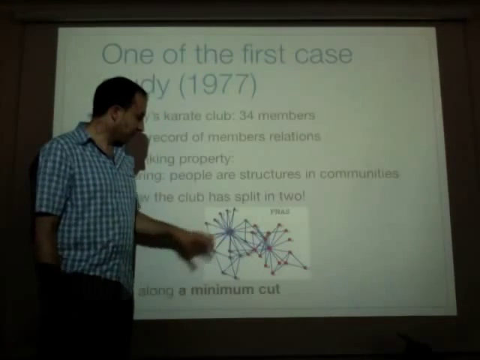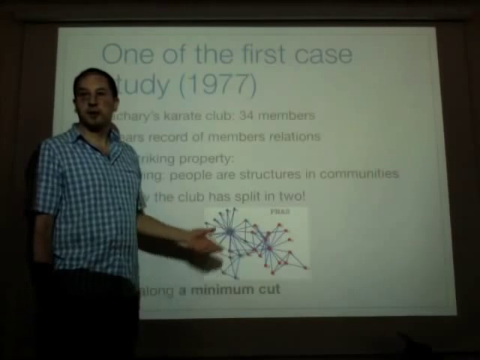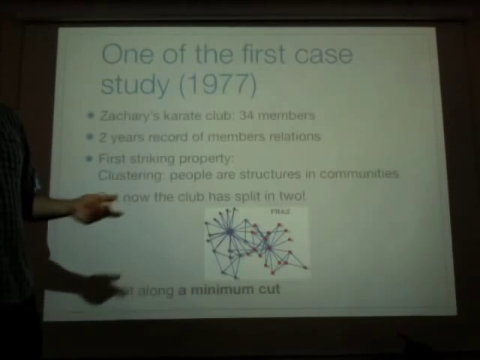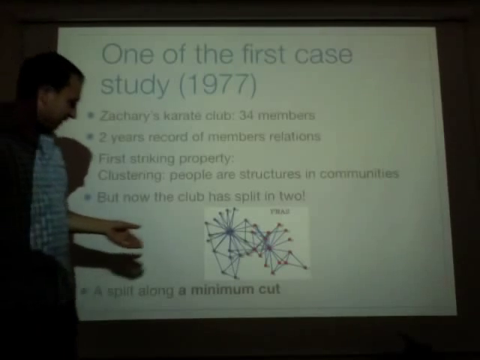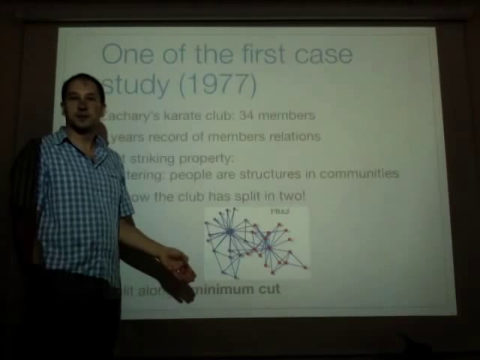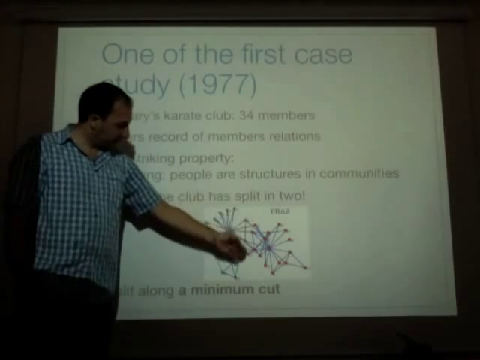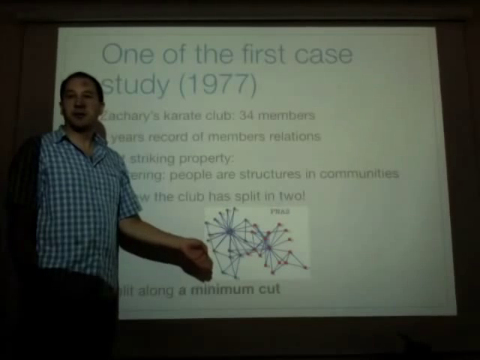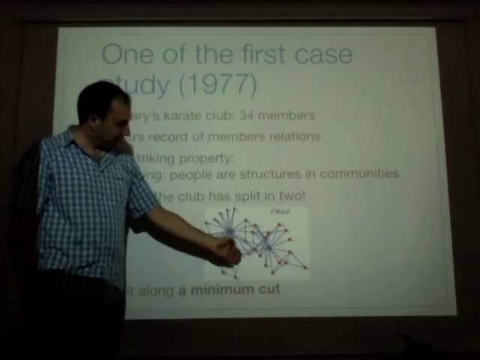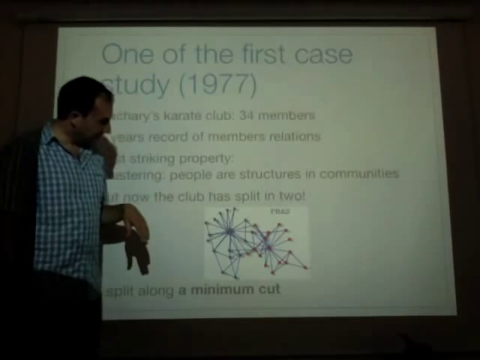So of course, you have the colors that help. Okay, so maybe it's just because of the colors that it appears clustered. But the interesting fact is that at some point the club split in two parts, in two clubs. Okay, and what happened here is that it did not split anywhere. It split at a minimum cut. So what is a minimum cut?